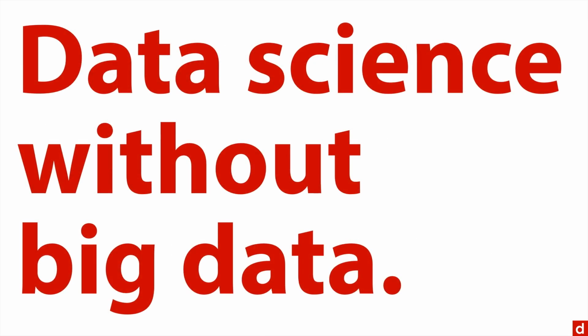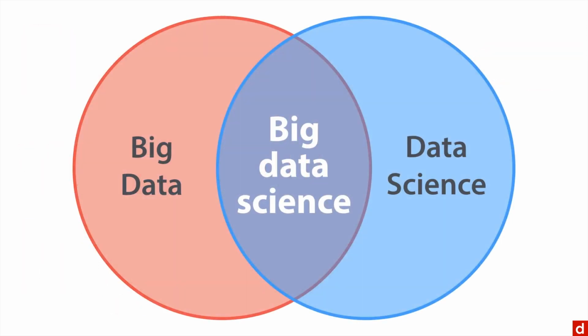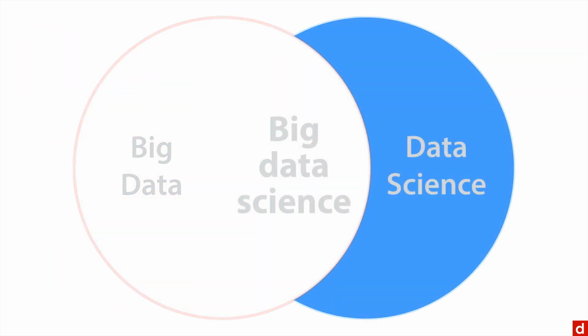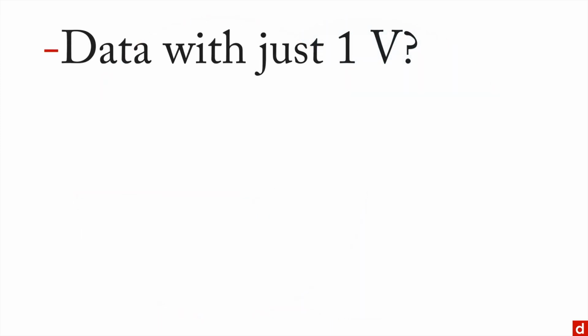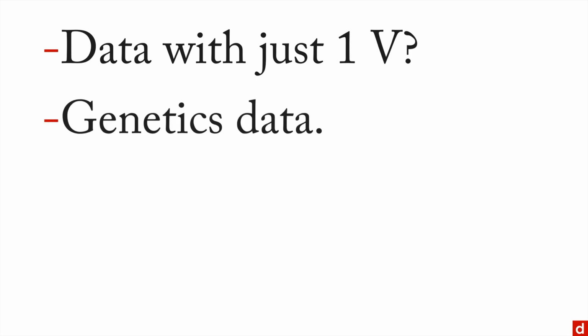So how about data science without big data? That's the right side of this diagram. Well, to make that happen, you're probably talking about data with just one of the 3 V's from big data. So either volume or velocity or variety, but singly. So for instance, genetics data, you have a huge amount of data, and it comes in a very set structure, and it tends to come in at once. So you got a lot of volume, and it's a very challenging thing to work with. You have to use data science, but it may or may not count as big data.